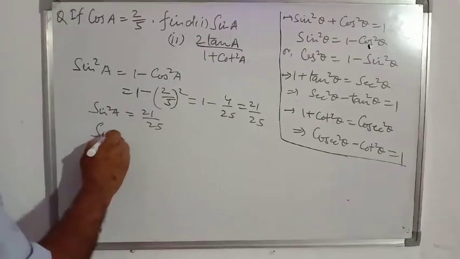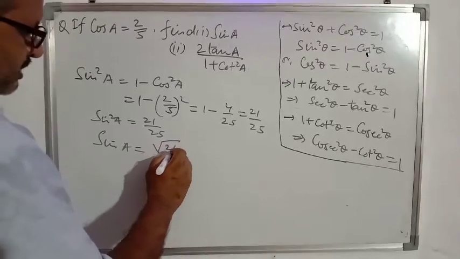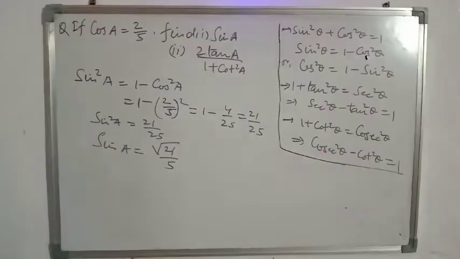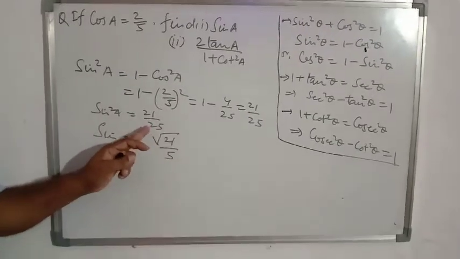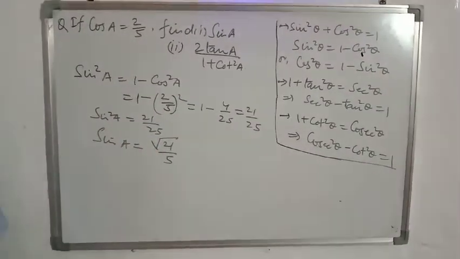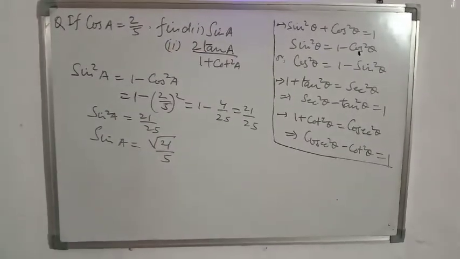So what will be sin A? We will take the square root. So it will be root 21 upon 5. We cannot take the square root of 21, so we write root 21, and the square root of 25 is 5. So the value of sin A is root 21 by 5. This is the first part.